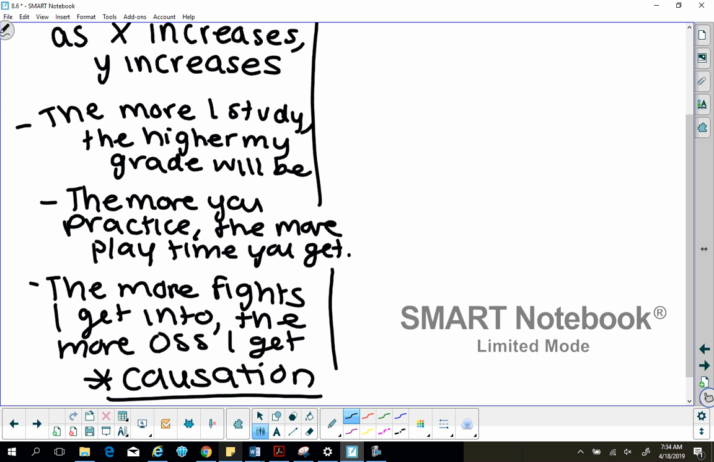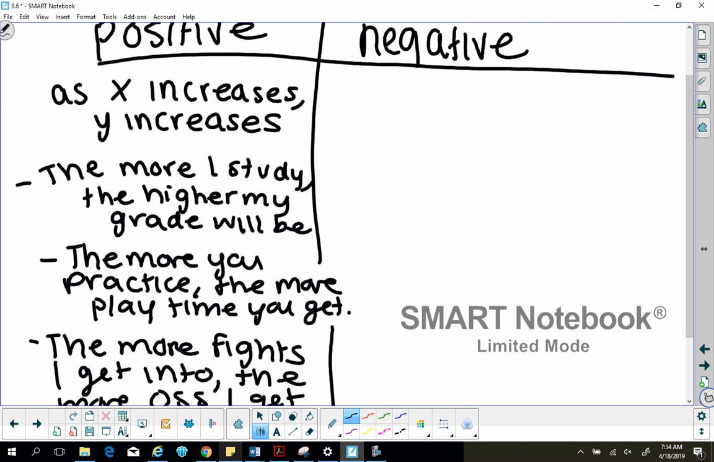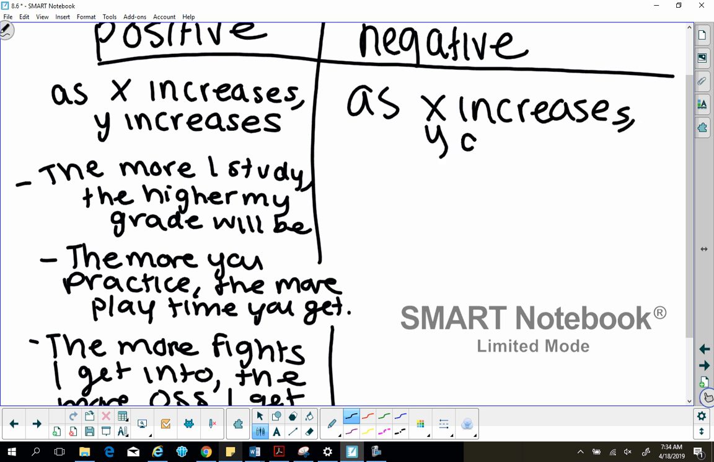All right, this one is as X increases, Y decreases. So it doesn't mean it's a negative thing happening. It just means as X increases, as one thing increases, Y decreases. Who can give me an example of something that decreases? What did you say? Sure. The more I use my phone, the less battery I have, right? The more I'm on Snapchat, the less battery I'm gonna have in the end.